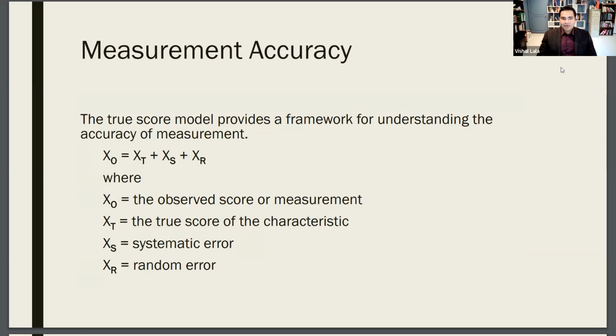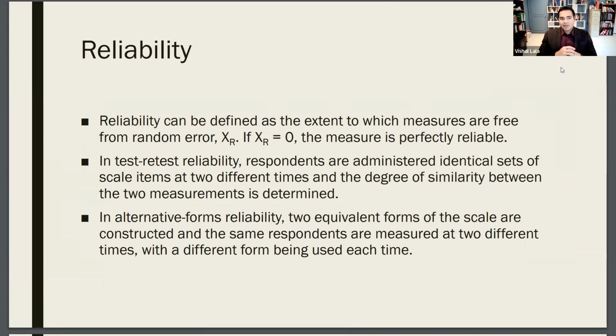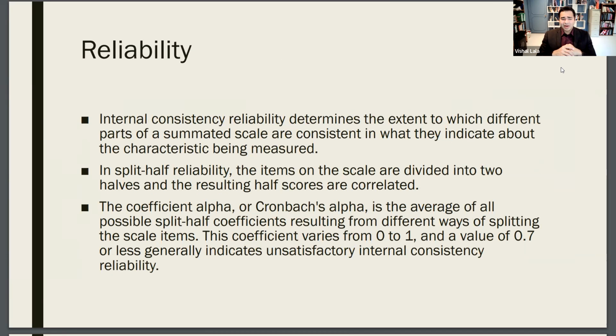So here's some more about reliability. Reliability formally can be thought of as the extent to which the scales are free of random error. If the level of random error is 0, the measure is perfectly reliable. I just went over test-retest, alternative forms, and internal consistency reliability. In all cases, we're trying to find some way to assess the level of reliability, basically to see if the random error is 0 or not.